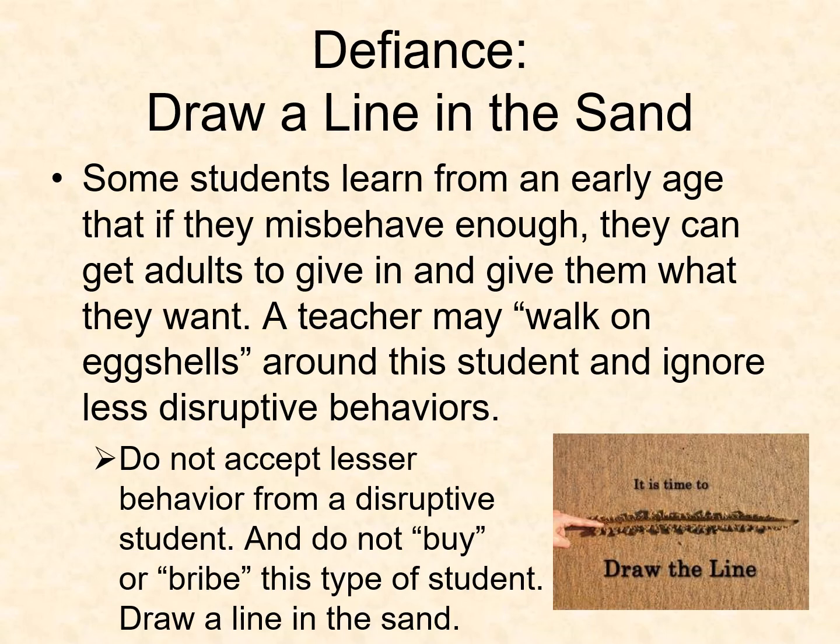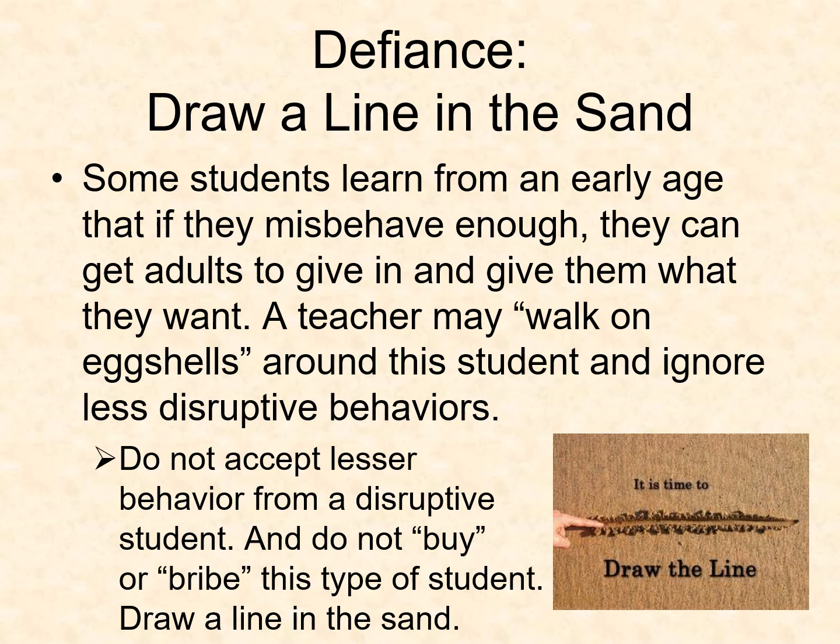In response to student defiance of a teacher, one researcher describes an intervention as draw a line in the sand. So to understand this, realize that some students learn from an early age that if they misbehave enough, if they go off task enough, that adults will eventually give in and they will give them what they want. And that starts from a very early age. And throughout their school days, through many years, that may have been reinforced. So you might find some teachers walk on eggshells, so to speak, around that student. And if they're at all on task, they are willing to ignore the smaller behaviors.